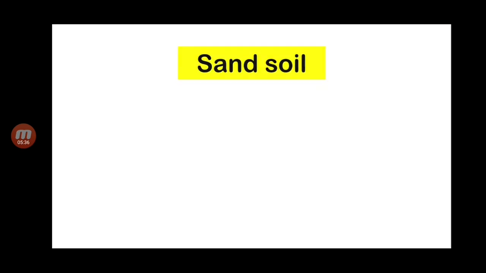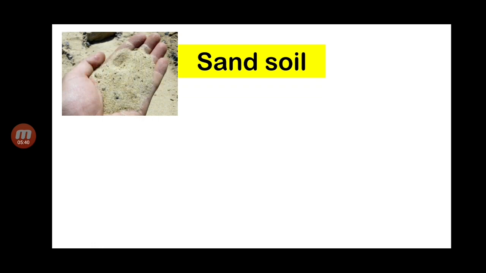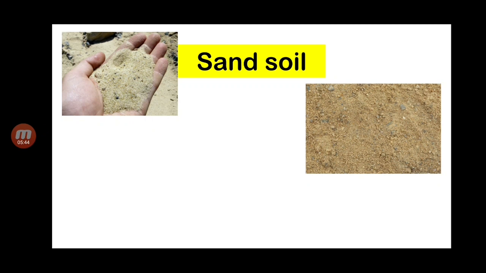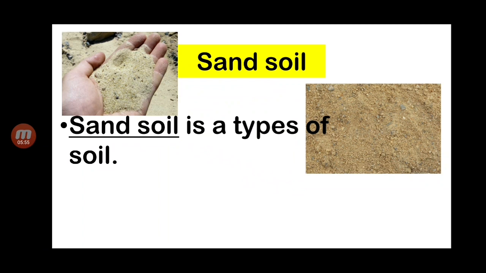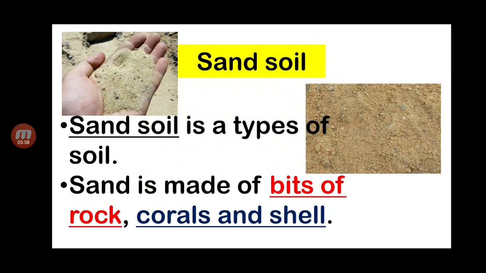Let's start with the sand soil. This is the sand soil. Sometimes the color of the sand soil is whitish and some of the sand soil is gray. Sand soil is a type of soil, remember that. Sand soil is made of bits of rock, corals, and shell. As we know, the sand soil cannot hold water for too long, right? It can easily dry up. That is sand soil.